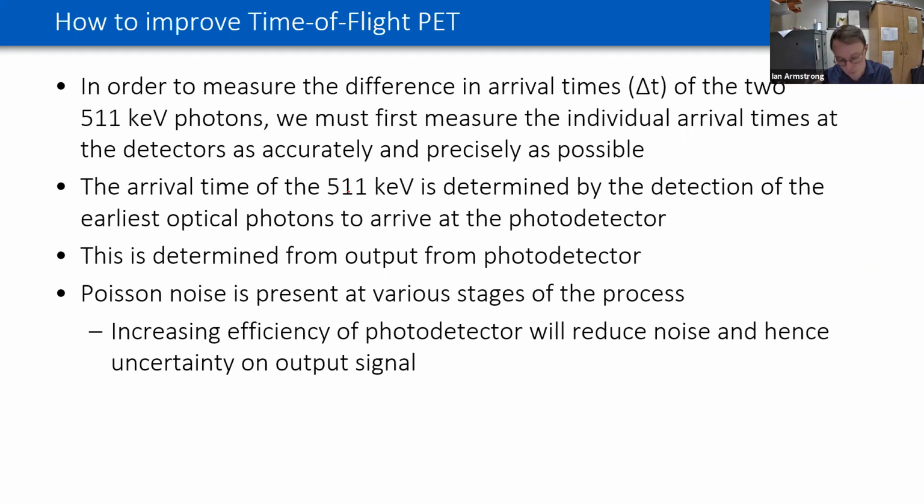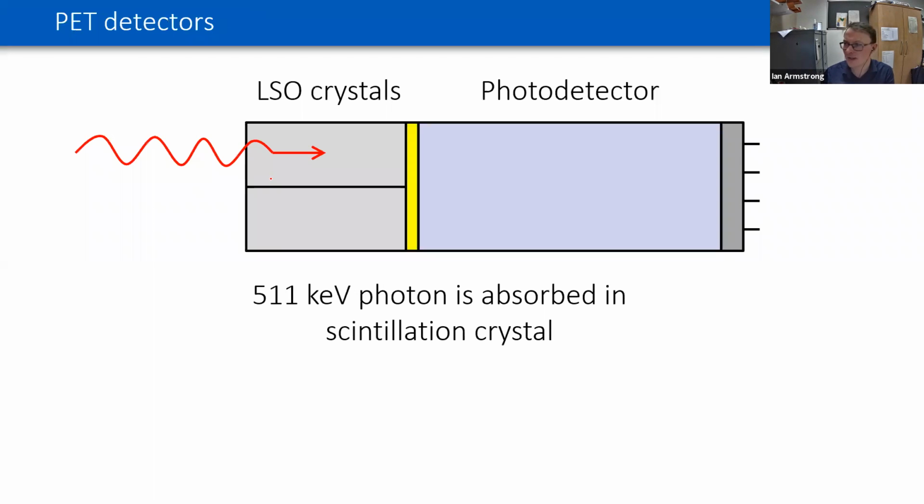So we've got Poisson noise through various stages of the detection process. So if we can do something to reduce the noise and the uncertainty on our signal, then we should have greater confidence in measuring when our output from the photodetector actually begins. Let's trace that through for a second.